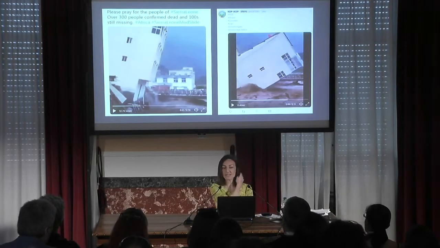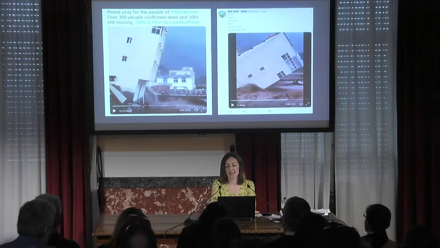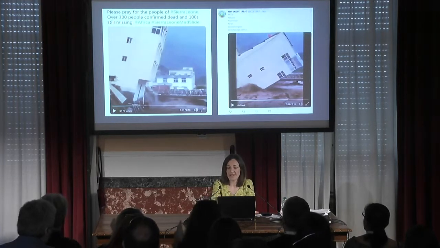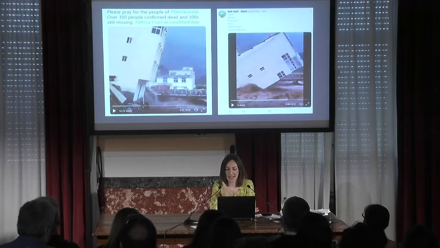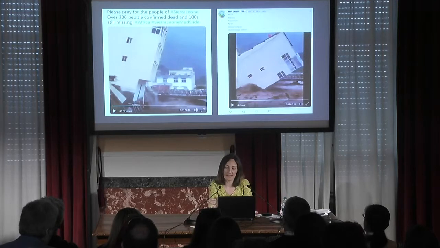So this is a tweet. On the left-hand side, it says, please pray for the people of Sierra Leone. Over 300 people confirmed dead and 100 still missing. Hashtag Africa, hashtag Sierra Leone, mudslide. It was accompanied by a very dramatic video of a building falling into a swollen river.